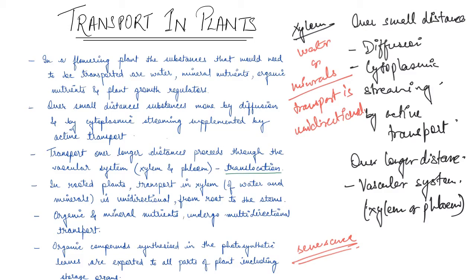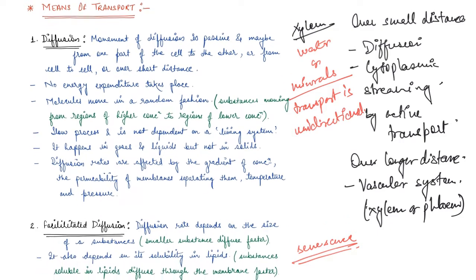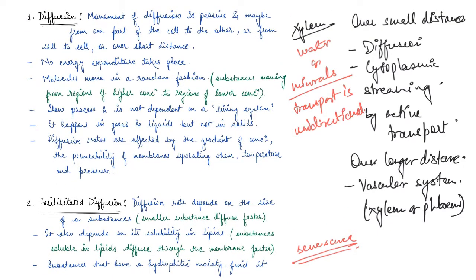So now you can understand that in flowering plants specifically, there is a very complex traffic of compounds, right? And all of these compounds are moving in different directions, right? Each organ is receiving substances and giving out other substances. It's something like that, right? So let's see what are the means of transport basically. The first means of transport is diffusion.